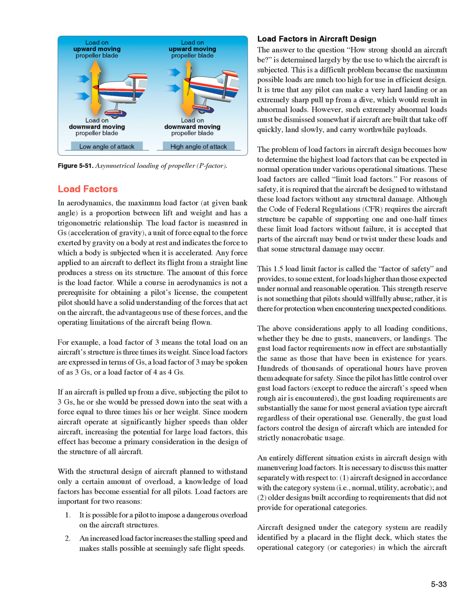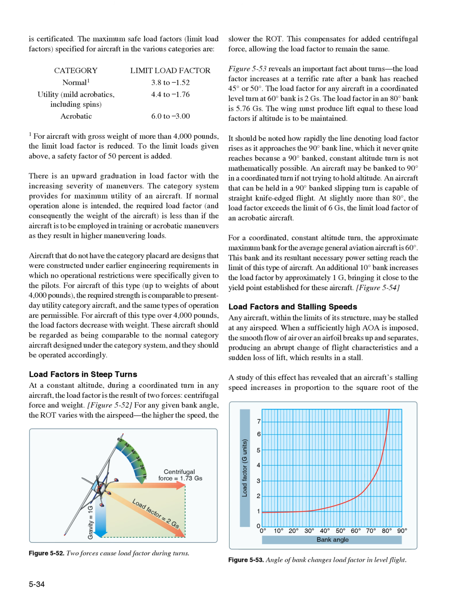Aircraft designed under the category system are readily identified by a placard in the flight deck, which states the operational category, or categories, in which the aircraft is certificated. The maximum safe load factors, limit load factors, specified for aircraft in the various categories are: Normal, 3.8 to -1.52; Utility (mild acrobatics, including spins), 4.4 to -1.76; Acrobatic, 6.0 to -3.00. For aircraft with a gross weight of more than 4,000 pounds, the limit load factor is reduced.